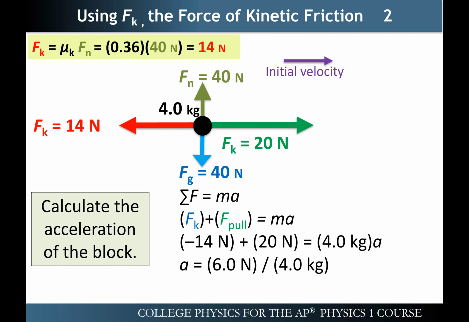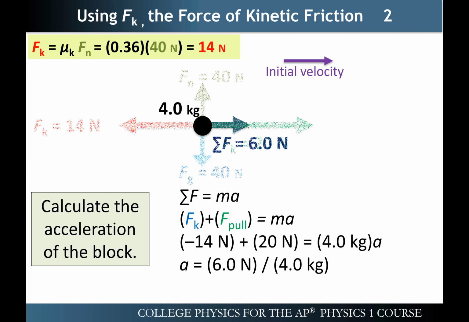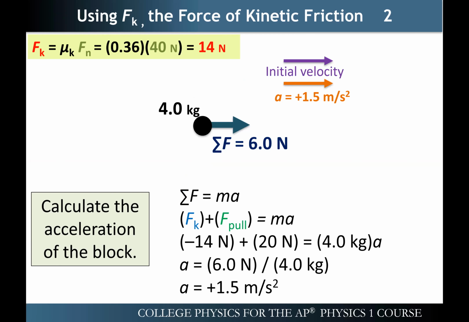And so we would have a 6 newton net force, or a 6 newton to the right net force, divided by the 4 kilogram mass. We should get a 1.5 meters per second squared acceleration in the positive direction. So that means it is being accelerated to the right. In other words, its velocity will be increasing in that rightward direction.